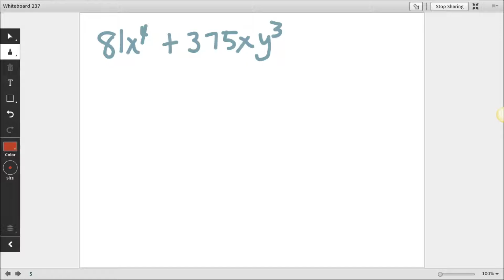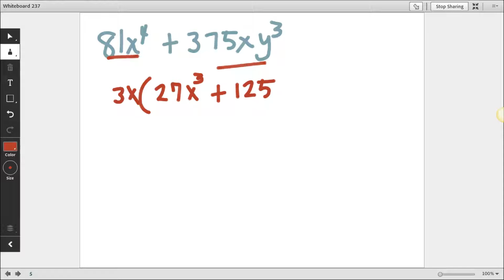So first thing I want to do is look at the numbers. I noticed that 81 is not a perfect cube and 375 is not a perfect cube. So what I do is I look at both terms and see what they have in common. Well, they definitely both have x's in common, so I can pull an x out. They also are both divisible by 3. 81 is divisible by 3, and so is 375. So I can pull a 3x out of that and then factor what's left. So 81 divided by 3 is 27. And I pulled an x out, so that's going to leave x cubed. And then it's going to be plus 375 divided by 3 is 125. And then I pulled an x away, so we got y cubed.